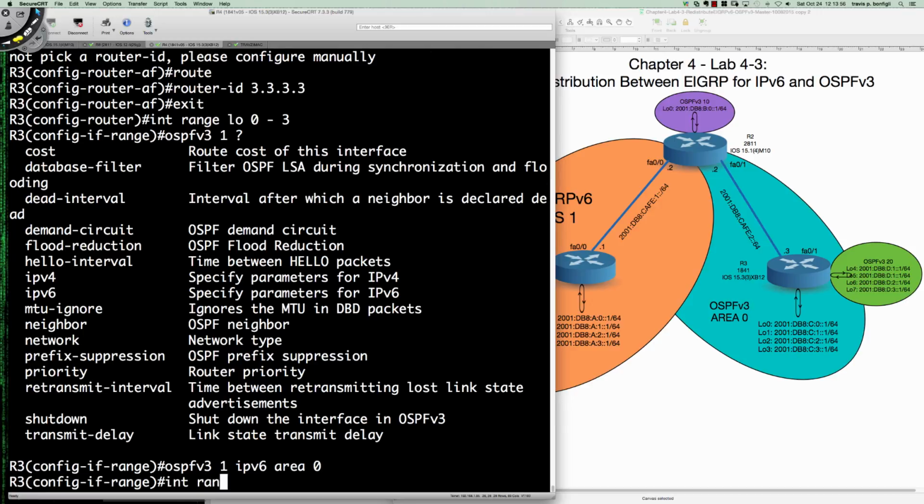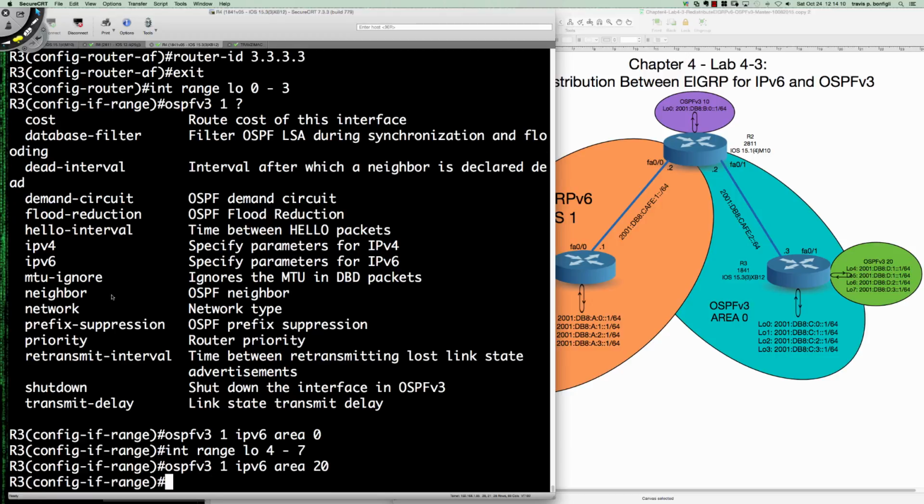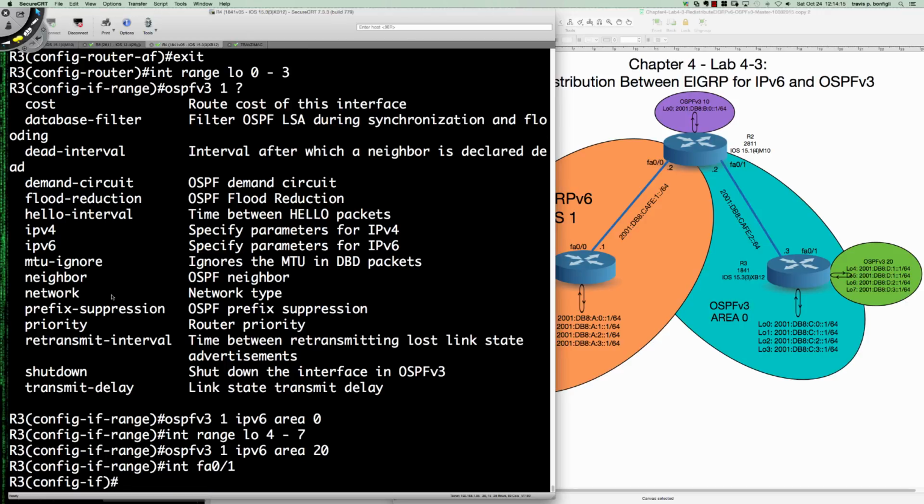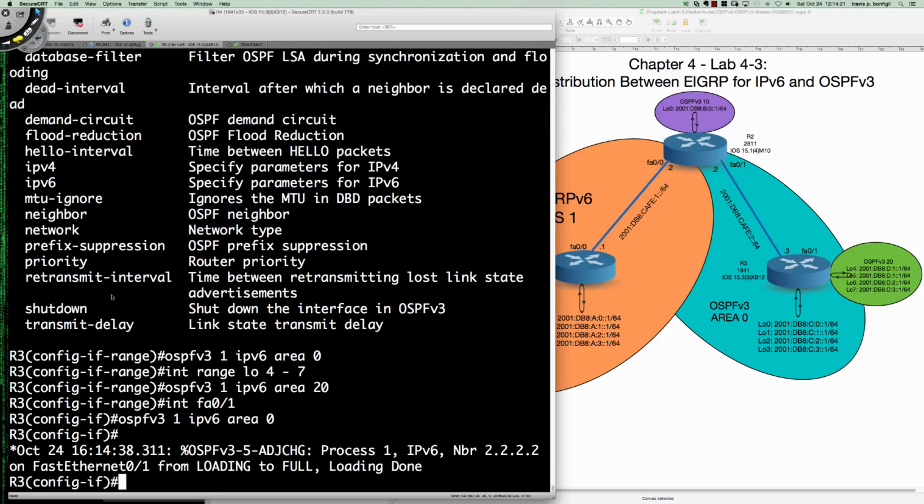So now let's go ahead and go interface range loopback 4 through 7, and these guys are going to be OSPFv3 1 IPv6 area 20. Let me look over there. Yeah, area 20. All right, so those guys are going to be in area 20, and then finally interface FA0/1, and we're going to go ahead and drop this guy into area 0. Now we should see an adjacency pop up here. Fantastic, and again, proving that you can use OSPFv3 for IPv6 without address families, and you can use OSPFv3 with address families together. All right, they're backward compatible.